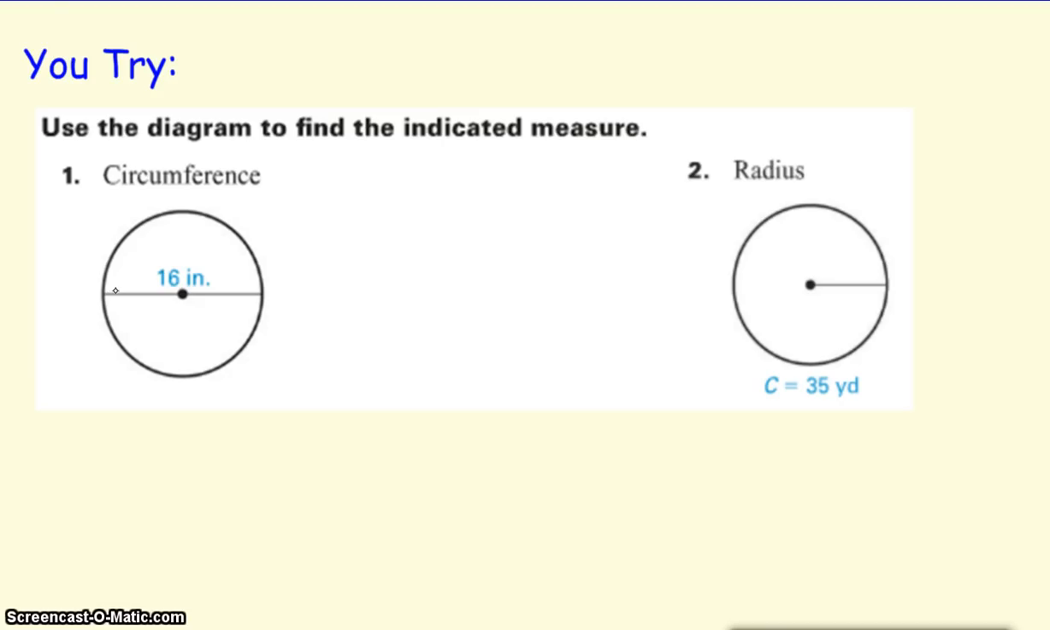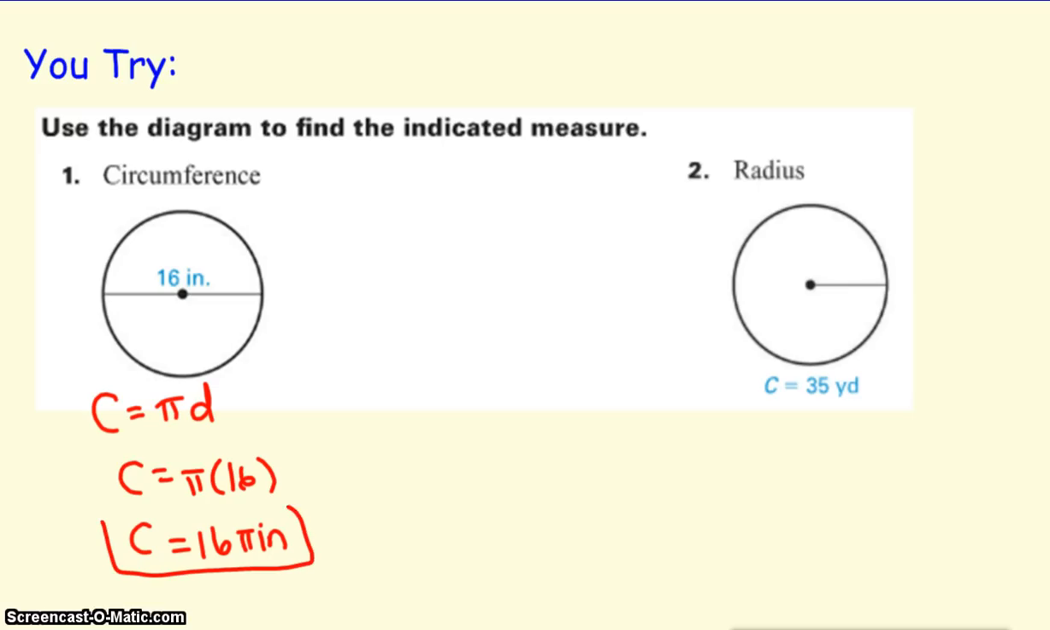For number 1, we were asked to find the circumference given a diameter of 16. So the circumference is either 2 pi r or pi times d. Since we're given diameter, I'll plug in 16 into d, and I'll get pi times 16, which is 16 pi inches. That would be the circumference for number 1.